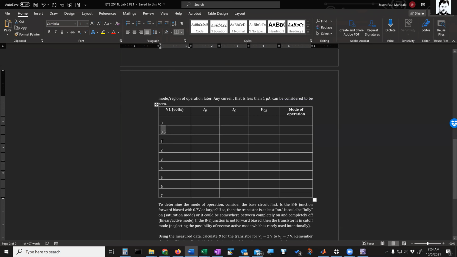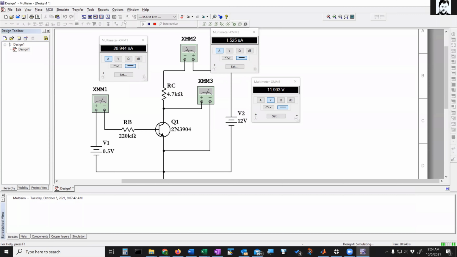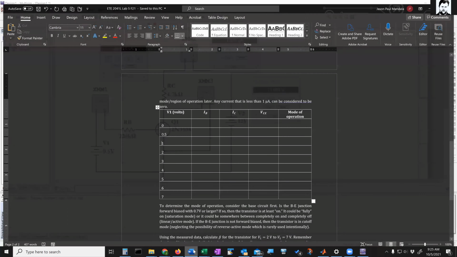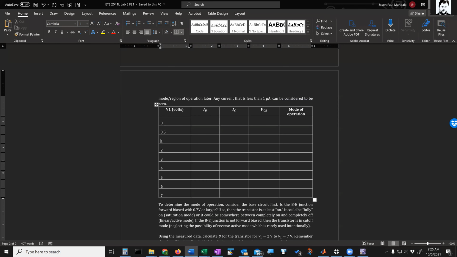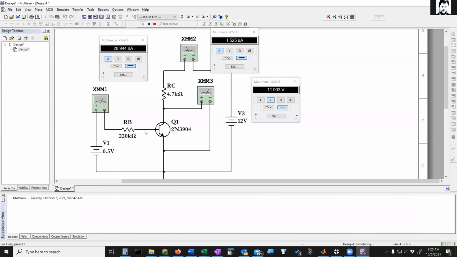So then we're going to just go through and increase this to all the different values listed in this table. Okay, so the next value was 1 volt. So at 1 volt, we should start to see a decent amount of base current, right?